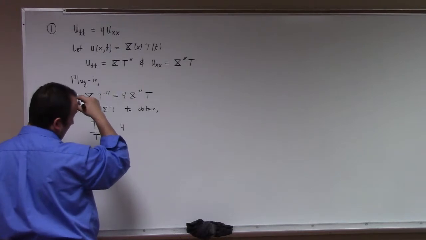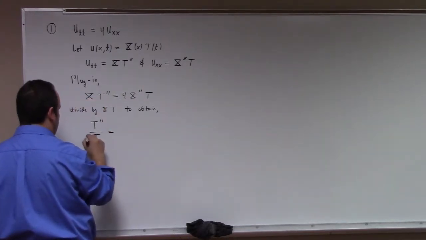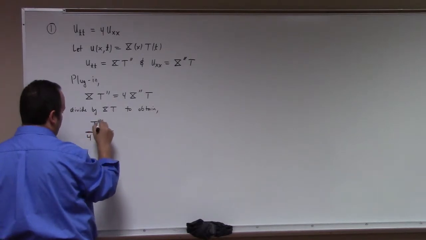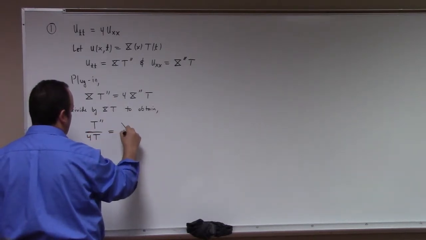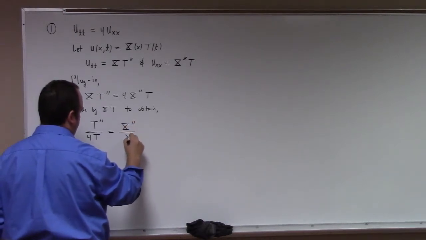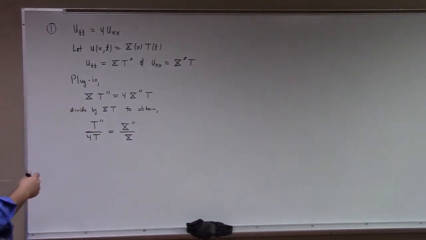I'm going to put that 4 with the T to make my life easier: T''/(4T) = X''/X. And then again we get to that same fork in the road we got to last time. On the left-hand side we have a function of time, and on the right-hand side a function of space. So it must be that the only thing in common between space and time, them being independent, is a constant. So we can set this equal to minus k.